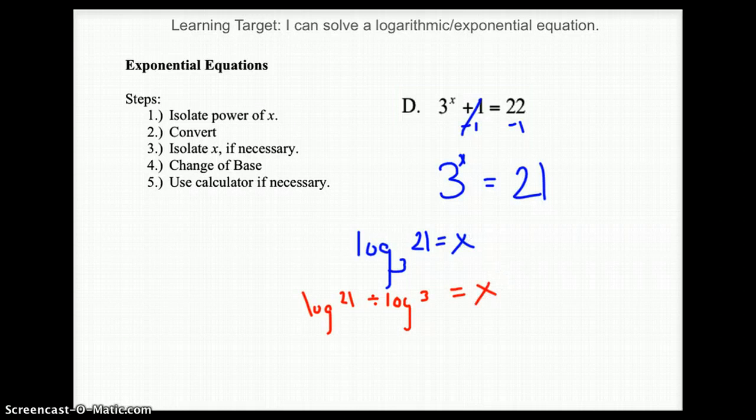And so let me type that in my calculator real quick. Log 21 divided by log 3. I believe it's 2.77. My calculator wasn't cooperating. So that there would be my solution.